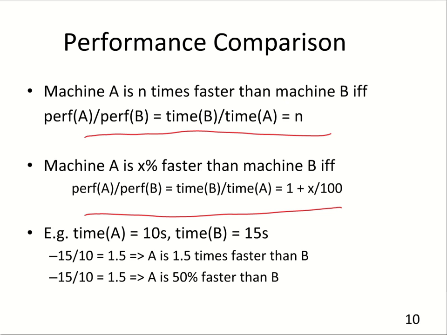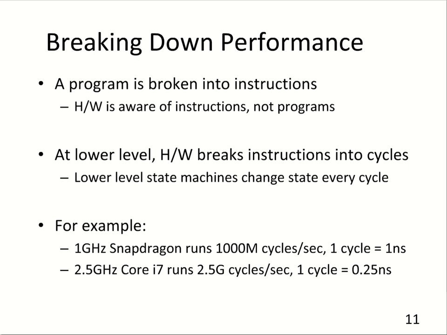So for example, if the time to execute a program on machine A is 10 seconds and the time to execute it on machine B is 15 seconds, then simply by computing the ratio of 15 and 10, we see that A is 1.5 times faster than B, or we can also express this as a percentage by saying A is 50% faster than B.